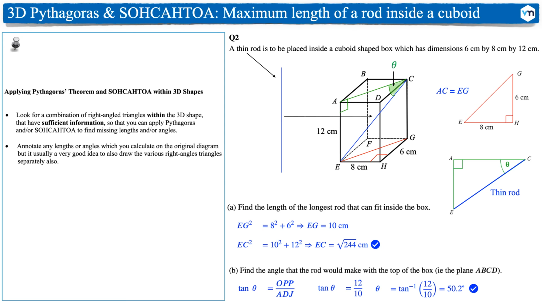Note in this question, since a cuboid is a prism, the length EG is also exactly the same as the length AC.